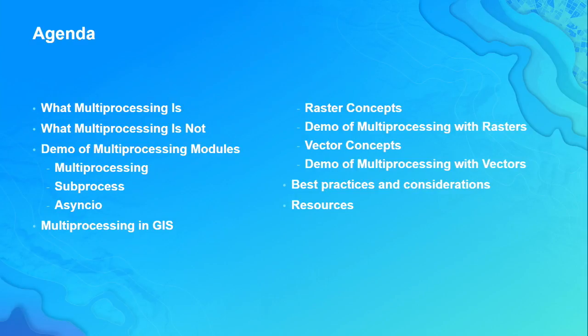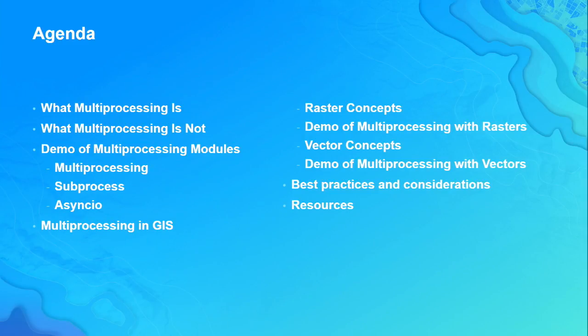So just to quickly go over what we'll actually cover today, it starts at a little bit of a higher level, talking about what multiprocessing is and what it's not. Then just a general demo of the pure Python multiprocessing modules, multiprocessing itself, subprocess, and then a related module that's in Python 3.5 and 3.6 called async IO.